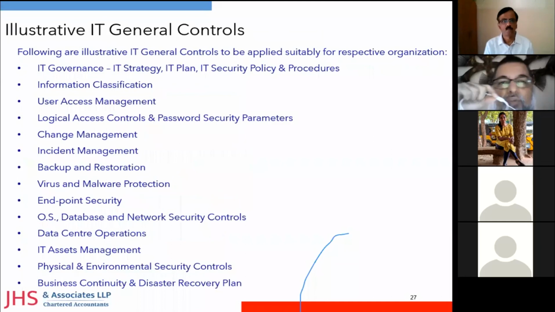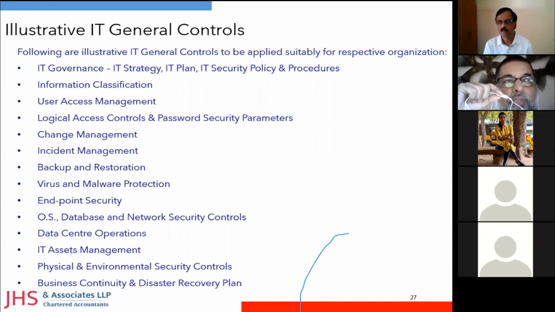As far as information technology is concerned, the list is pretty long. We need to see the user access management, backup controls, change management, incident, virus, malware protection, endpoint security. In the current COVID context, this is a very important slide. Internal financial controls, and particularly ITGC controls within IFC, will undergo tremendous change on account of COVID impact and work from home, where there will be a large number of hacking attempts.